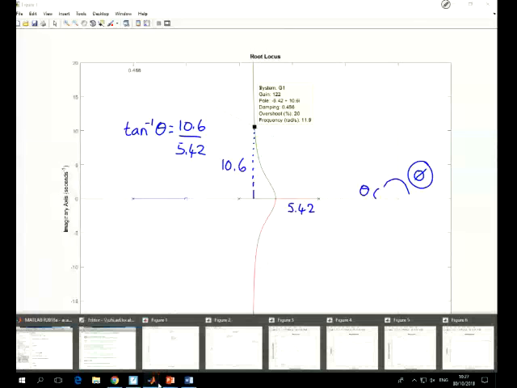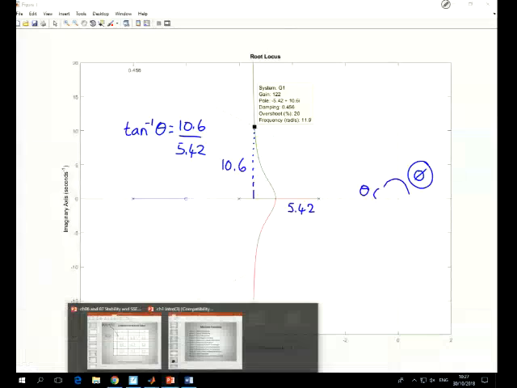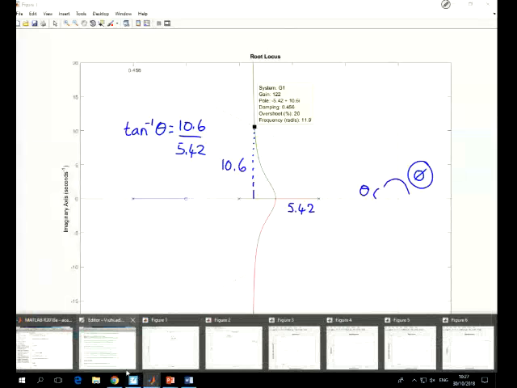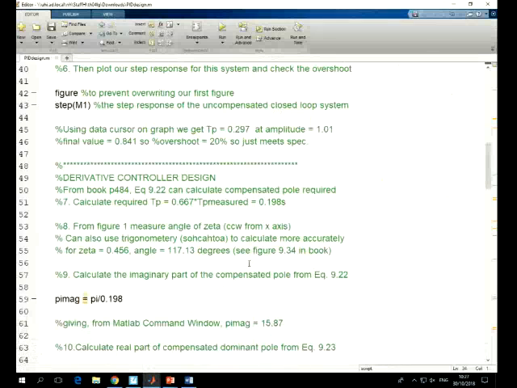So what the derivative controller is trying to do is add a zero that compensates for the effects of all the other poles and zeros in the system to try and improve that rise time or peak time. It's a little bit complicated, but MATLAB does it all for you, so it's not really too big a deal. And you can follow it through in the book as well.